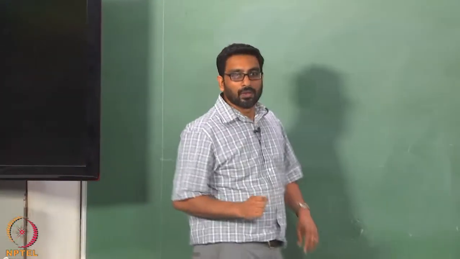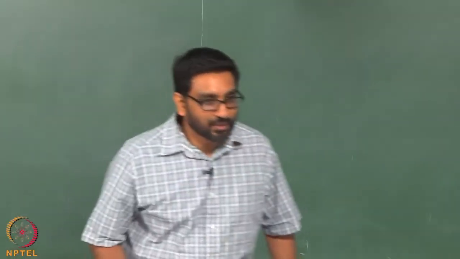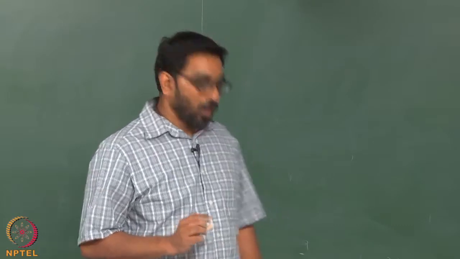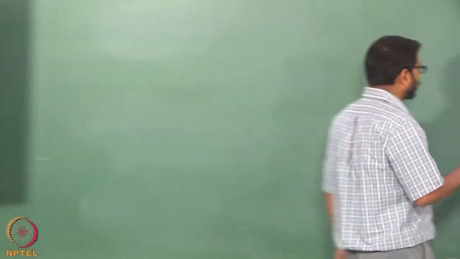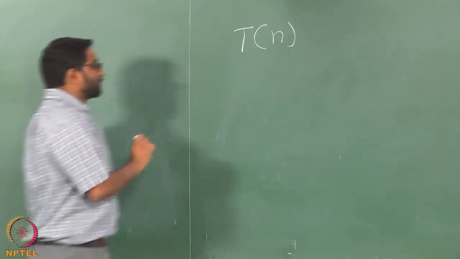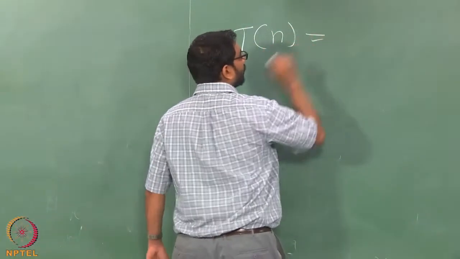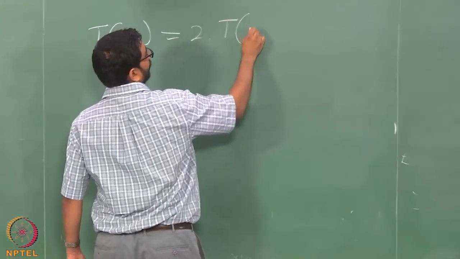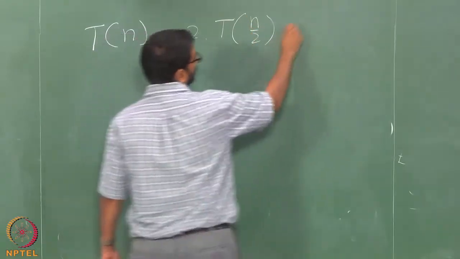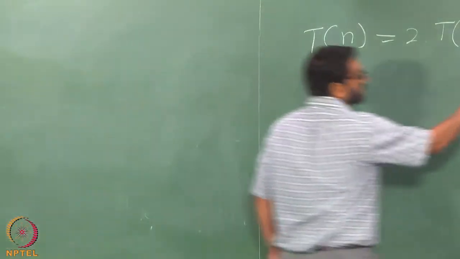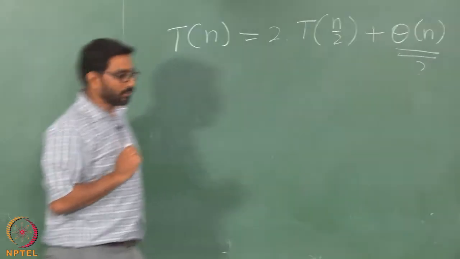Could you please explain to me the contribution of theta of n in the running time of this algorithm? The question being asked is the contribution of theta of n within the running time. So presume this is what you're asking about: T of n equals, let's just approximate it to n by 2, plus theta of n. And I presume your concern is how this theta of n is arrived at.